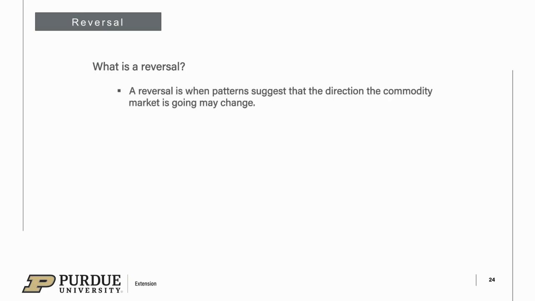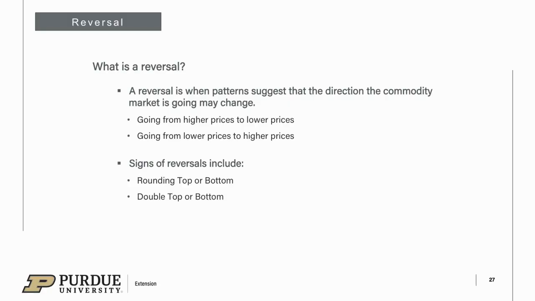A reversal is a pattern that suggests that the direction the commodity market is going may change. So that means that it's going to go from higher prices to lower prices, or lower prices to higher prices. And this is usually the result of some changes in supply or demand. So it could be that we've had a lot of supply, so our demand is low and prices are going to go down, or that supply is kind of tight and demand's high, so prices are going to start to rise. Some common signs for reversals are rounding tops, rounding bottoms, double tops, or double bottoms.